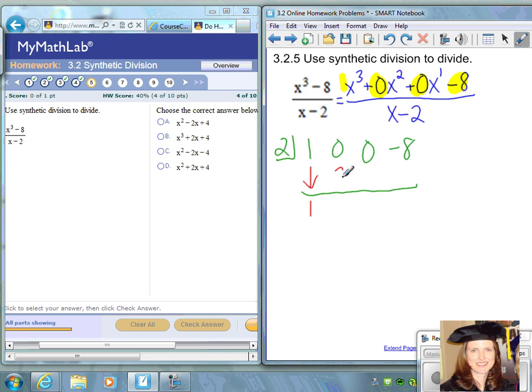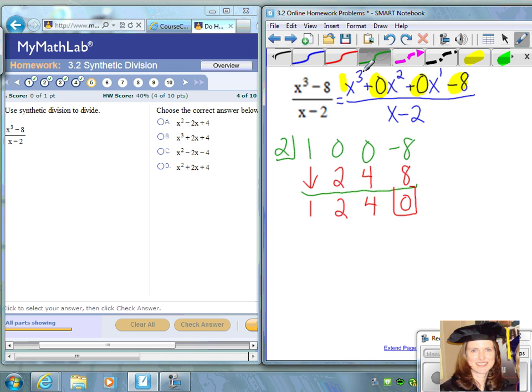1 times 2 is 2. 0 plus 2 is 2. 2 times 2 is 4. 0 plus 4 is 4. And 4 times 2 is a positive 8. Negative 8 and a positive 8 give you 0. That last number, that's your remainder. This remainder is 0, so it goes in evenly.